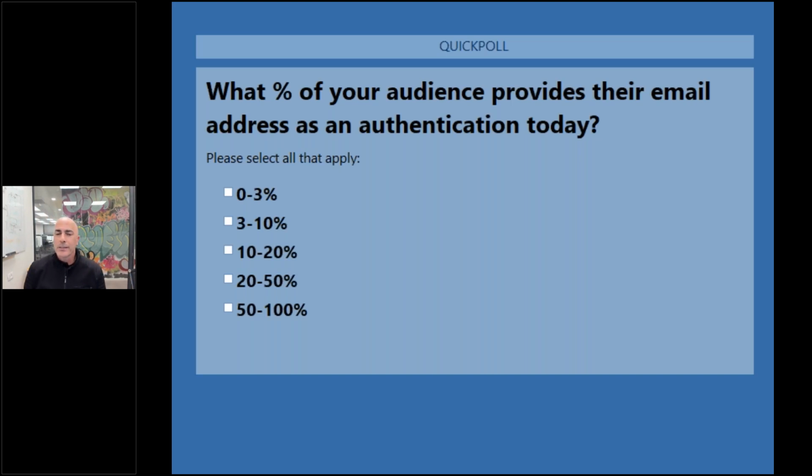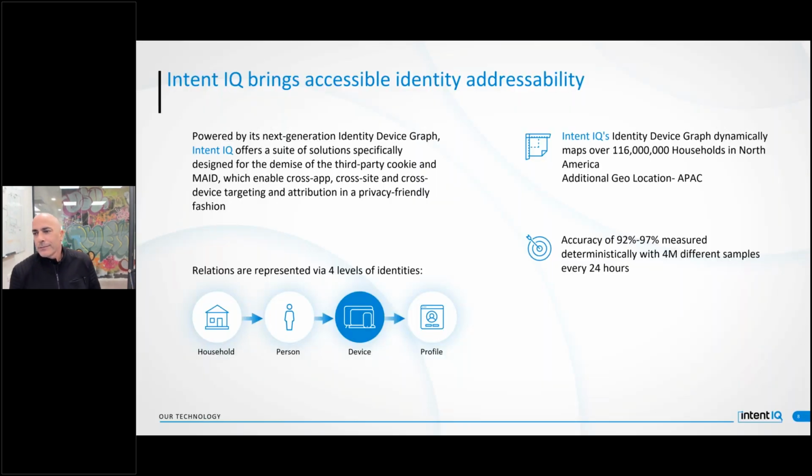Now the question is, we have a quite large number of companies here and different titles, some of them owning inventory, media, facing with user. We want to understand what would be the ratio of your audience that are willing to provide their email address to authenticate. We'll close the poll here in a few seconds. Okay. And share the results.